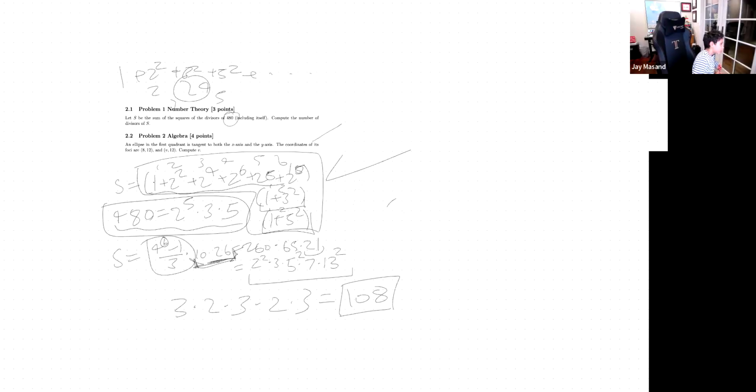Okay, so for problem 2, maybe I can do it up above here or to the side. Or maybe I'll just erase this part and do it up here. So we have an ellipse in the first quadrant, and an ellipse is just like a weird oval, and it's tangent to the x and y axes. So we could imagine it to be something like this.